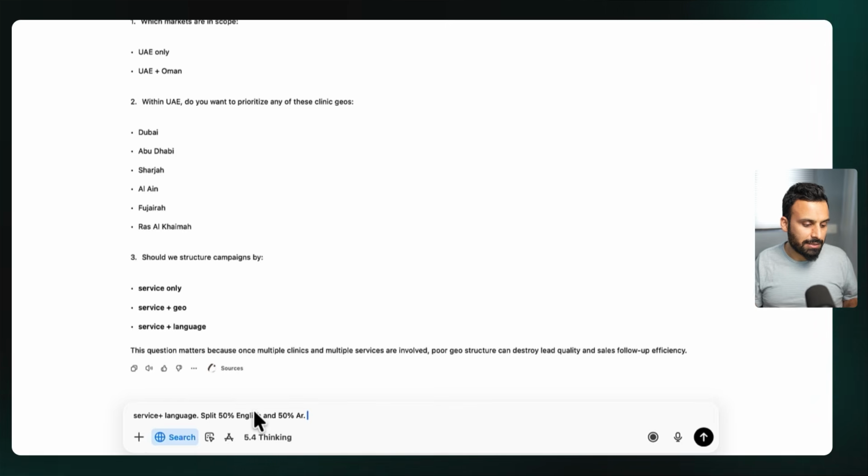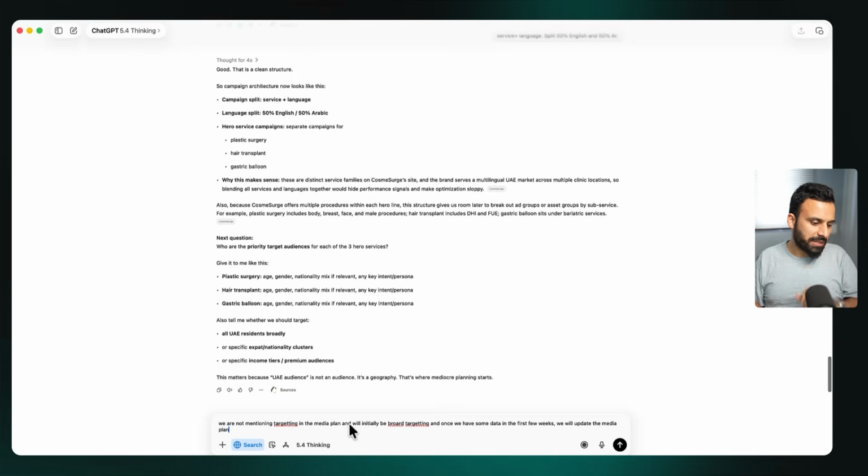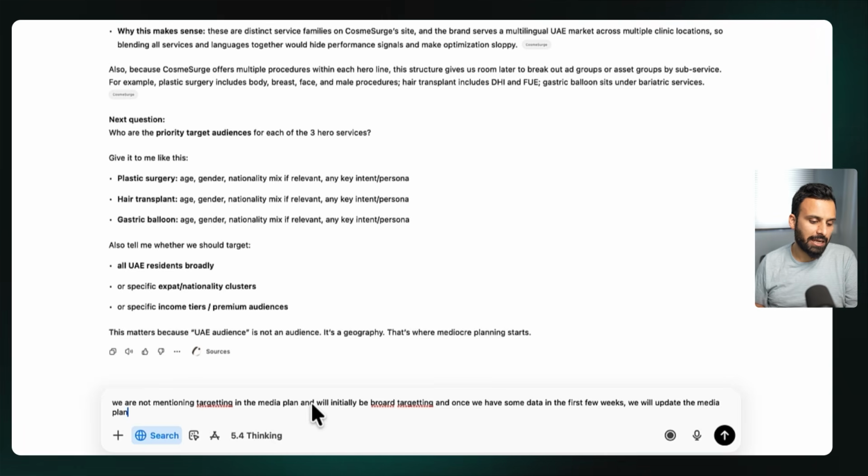My answer is simple: service plus language, split 50% English and 50% Arabic. We're not mentioning targeting in the media plan initially, and it will be broad. Then once we have the data for the first few weeks, as we discussed, we will update the media plan accordingly. Then we will see if we want to split it by country, or by certain cities, but initially it will be quite broad.